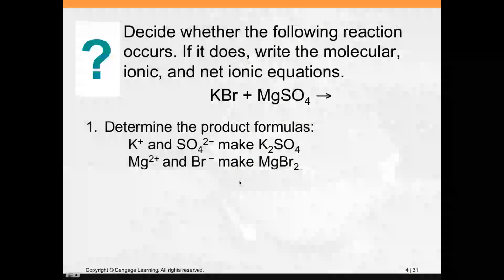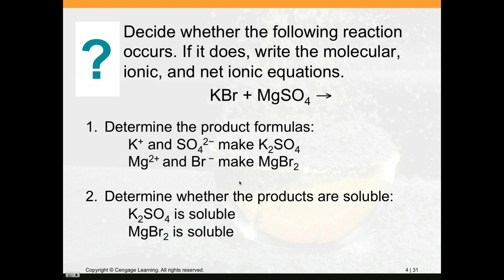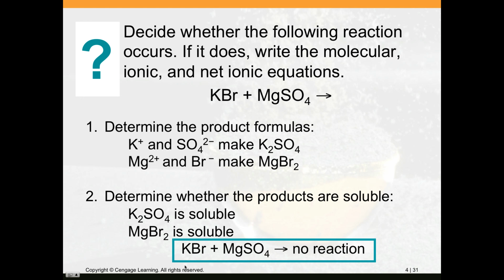The next thing you have to do is determine if the compounds are soluble or insoluble. In this case, both the potassium sulfate and the magnesium bromide are soluble compounds, which means they will be completely dissociated into their ions, as they were on the left side of the equation because they're both aqueous. So when that happens, there's no net reaction because basically nothing's changing. All of the ions are floating around on the left and all of the same ions are floating around on the right. So you have no reaction.